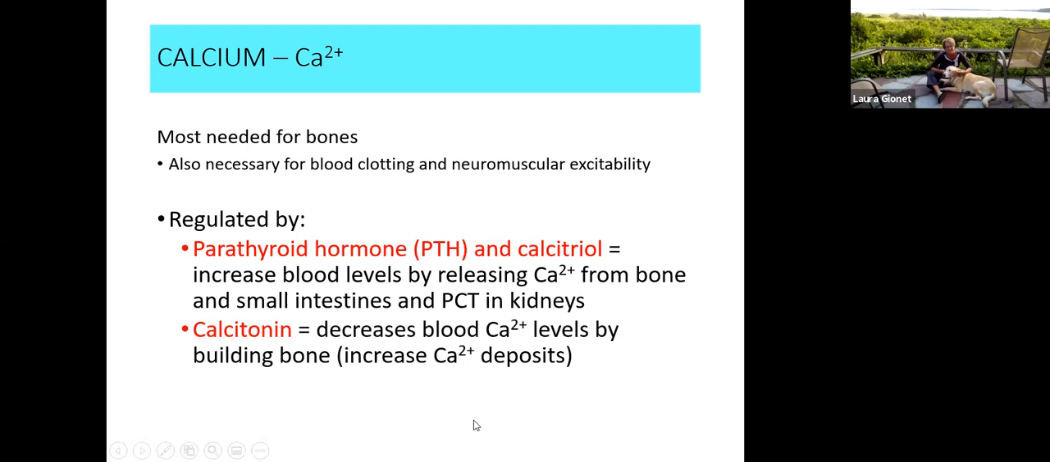Calcitonin is released when we have higher than normal blood calcium levels. It will inhibit the osteoclasts, meaning stimulate the osteoblasts, so that now we have some extra calcium. Let's store it in bone for later, and then let the rest of it just be eliminated through urine.